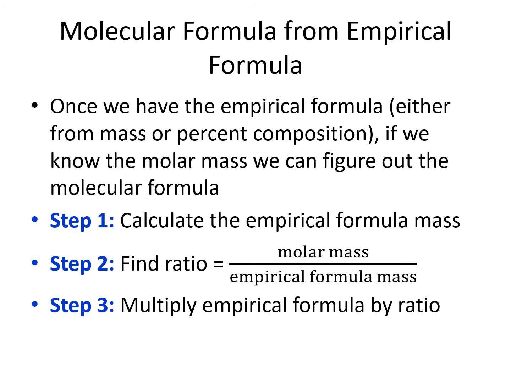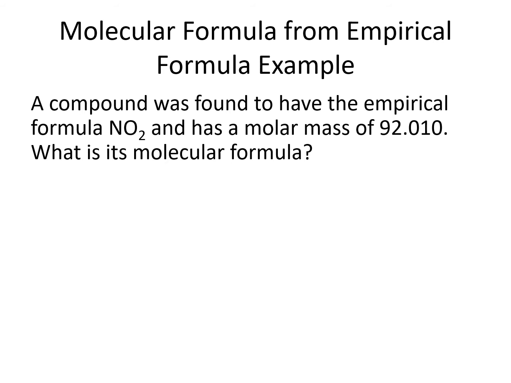Then we're going to take the molar mass of the compound, which would be given to us in the problem, and divide by the empirical formula mass that you would have just calculated in step 1. And then our third step is multiplying the empirical formula, that is the subscripts in that empirical formula, by that ratio that you find in step number 2. So here's an example. We're trying to find the molecular formula of a compound which has the empirical formula of NO2. We're also told that this particular compound has a molar mass of 92.010.